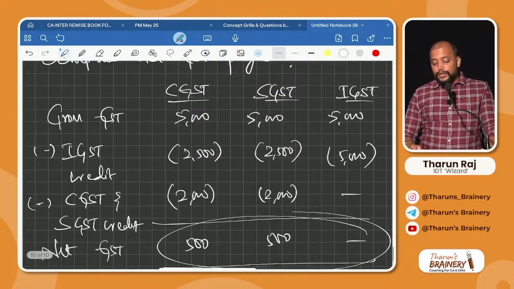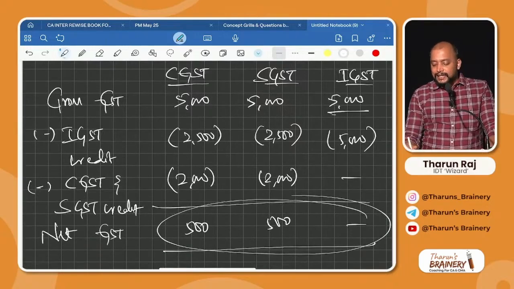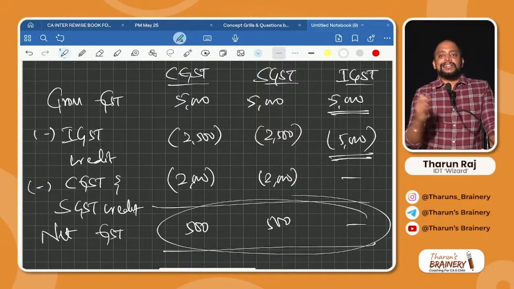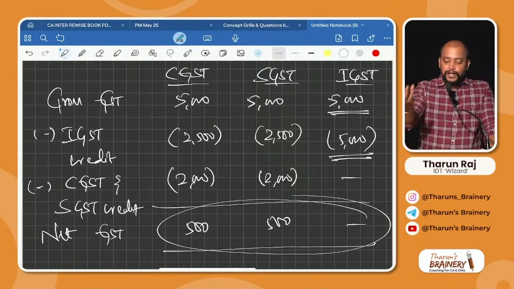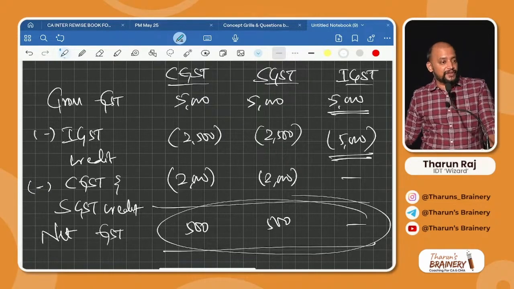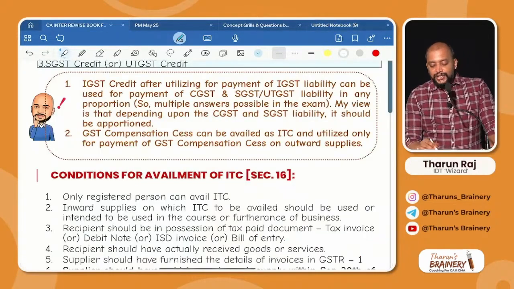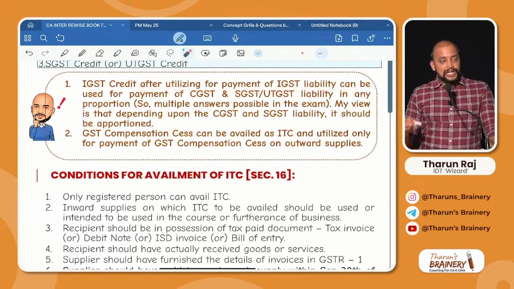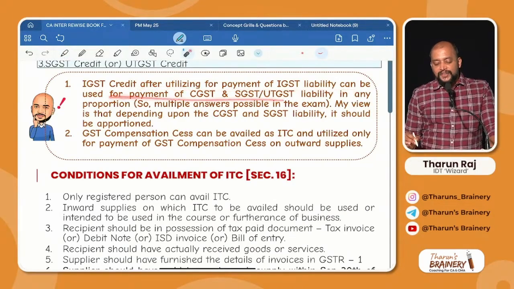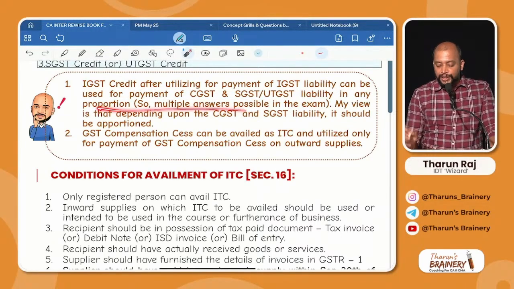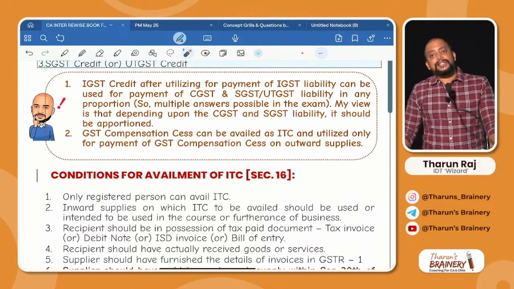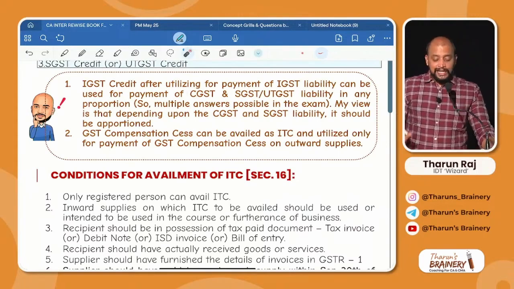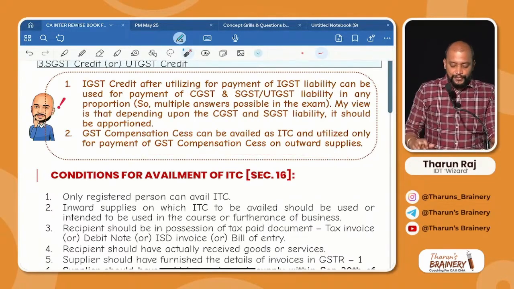Okay. And what you need to follow? Simple path. Excess credit, you divide it between CGST, SGST in its liability ratio. That's the note I have given. You have written the answer for this. Now see the note. IGST credit after utilizing for payment of IGST liability can be used for payment of CGST, SGST in any proportion. So multiple answers are possible. My view is that depending upon CGST, SGST liability, it should be apportioned. Got it? Then GST compensation cess should be utilized only for payment of GST compensation cess on outward supplies.